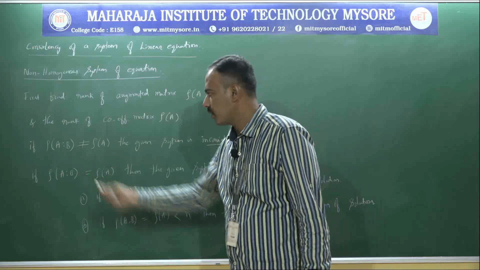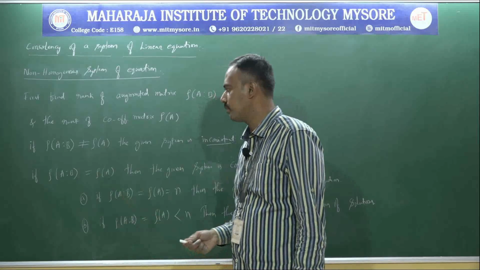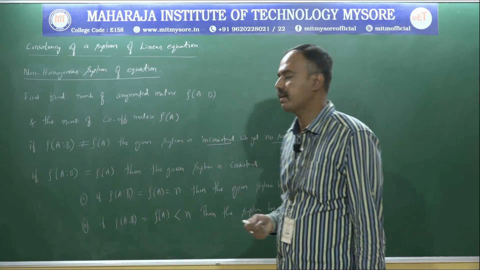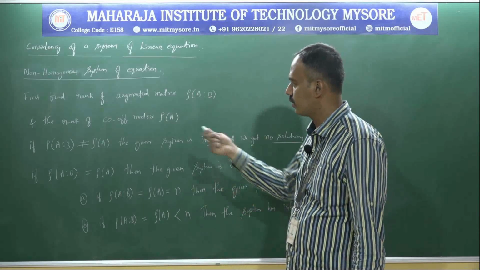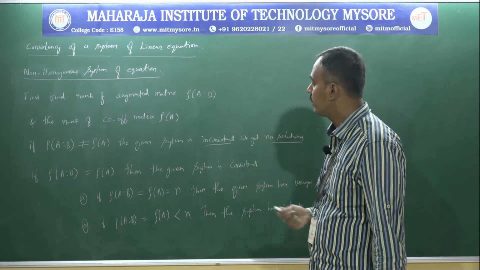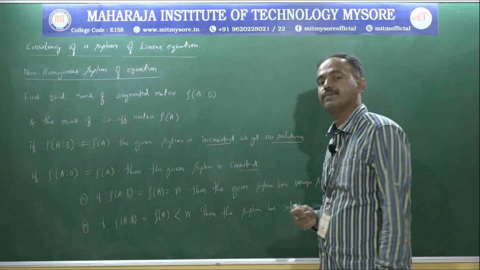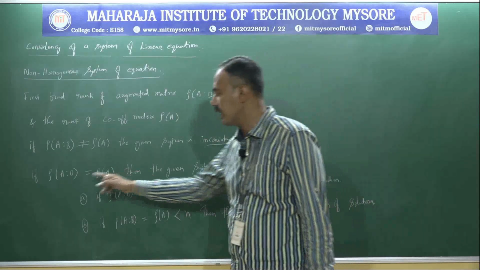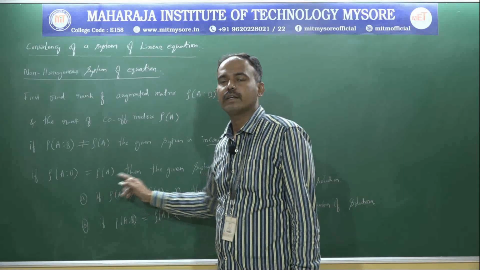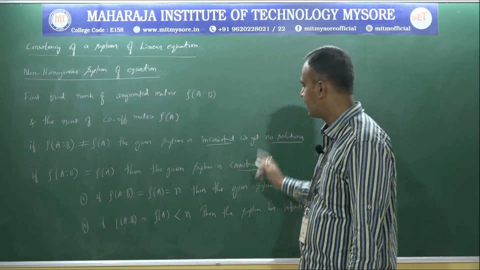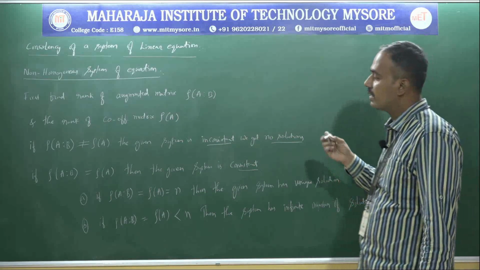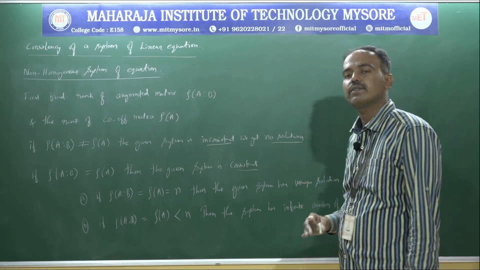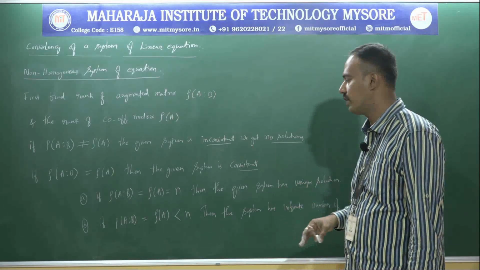Suppose the rank of the augmented matrix is equal to the rank of the coefficient matrix, then the given system is consistent. If these two are equal, we can conclude that the given system is consistent. In the consistent case, next we can also consider particular forms.